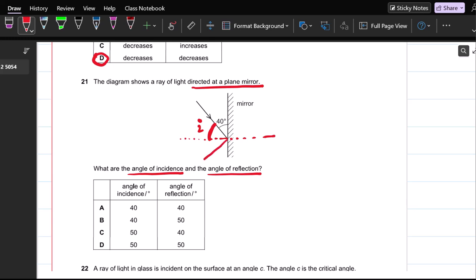And it is going to reflect from here, so this angle is the angle of reflection. So 90 minus 40, it will be 50. This will also be 50. So D is the right option here.